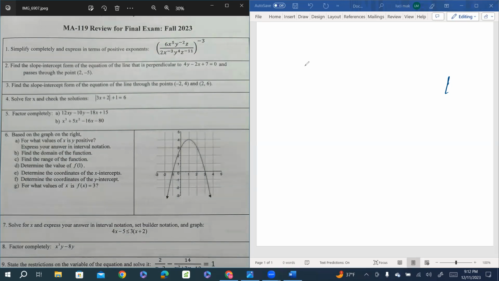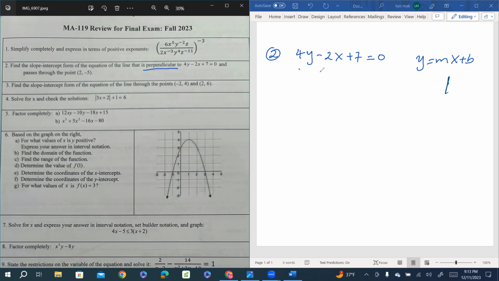All right, so the second question, if you read it, it says we want to find the slope-intercept form of the equation of this line passing through this point. We want to see if it's perpendicular as well. So question number 2, we have 4y minus 2x plus 7 equals 0. So we want to first write it in y equals mx plus b form.